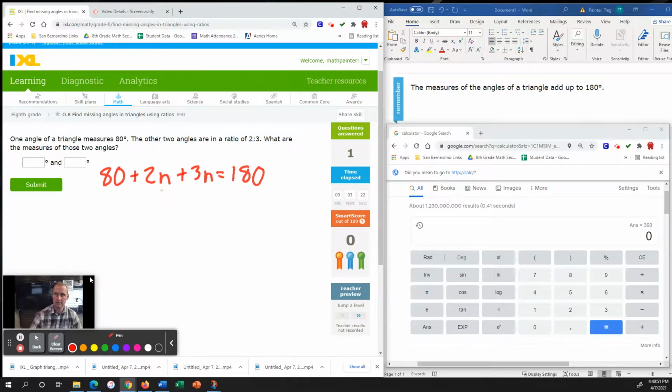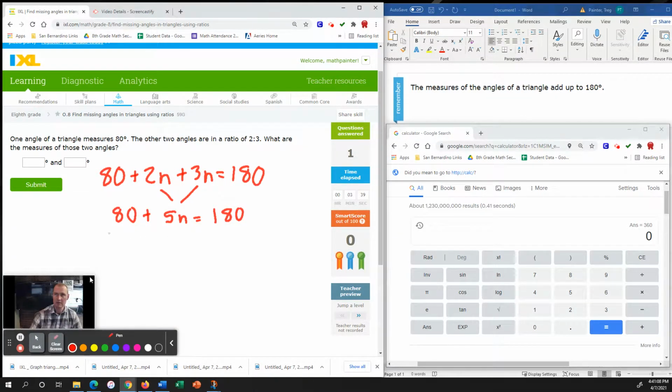First step is we're going to combine like terms. Notice we can combine the 2n plus 3n to give you a total of 5n. 80, no touchy, just leave it alone. That comes down, so it's 80 plus 5n equals 180.